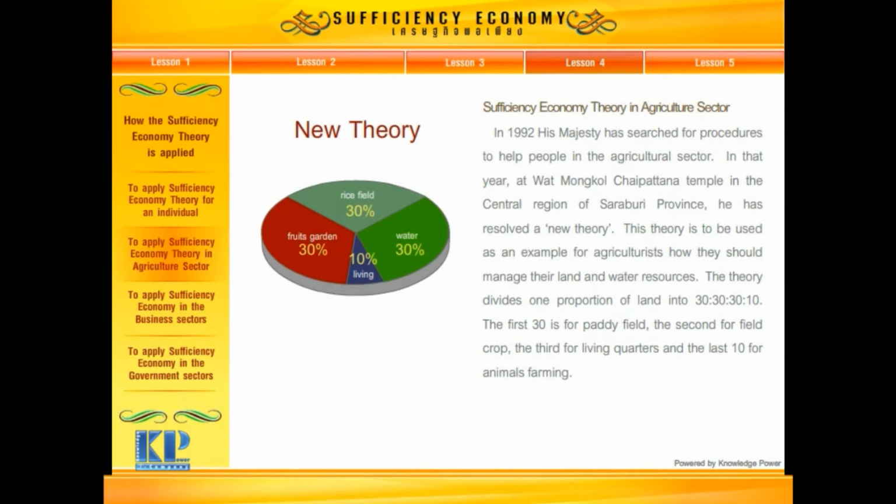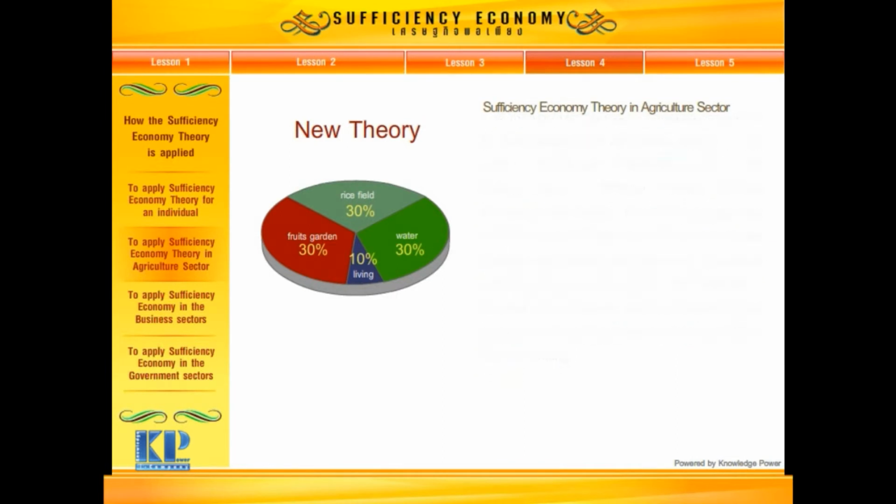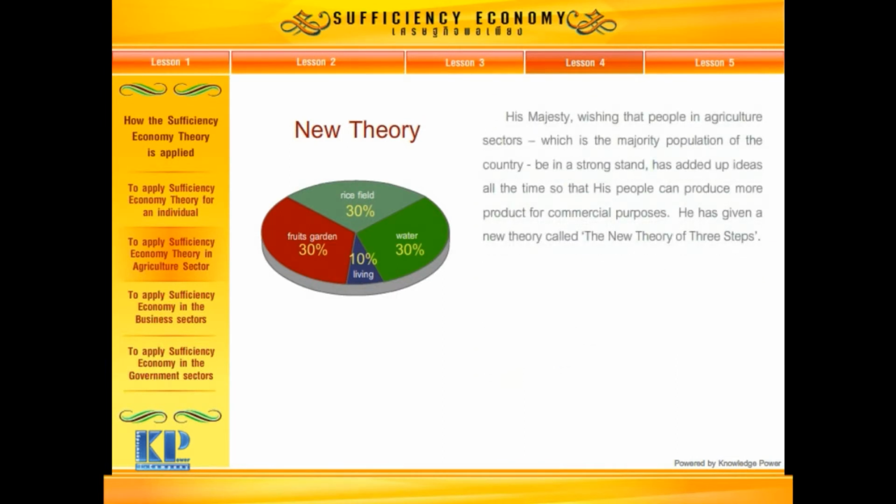The first 30 is for paddy field, the second for field crop, the third for living quarters, and the last 10 for animal farming. His Majesty, wishing the people in agricultural sectors, which is the majority population of the country, to be in a strong stand, has added ideas all the time, so that his people can produce more product for commercial purposes. He has given a new theory called the New Theory of 3 Steps.